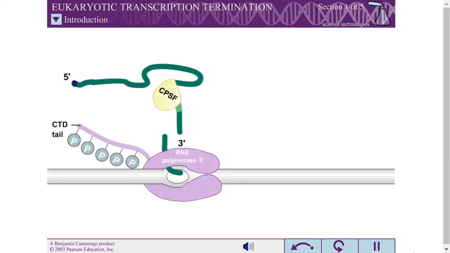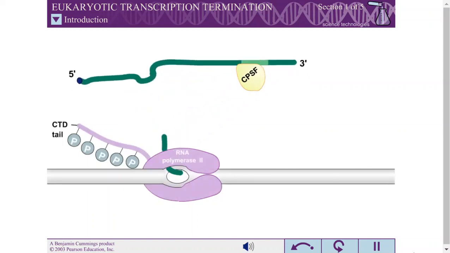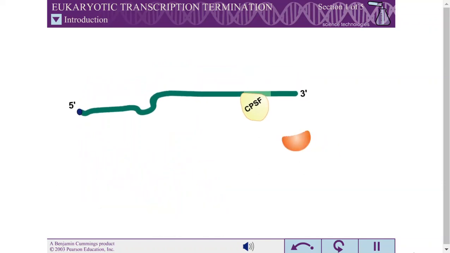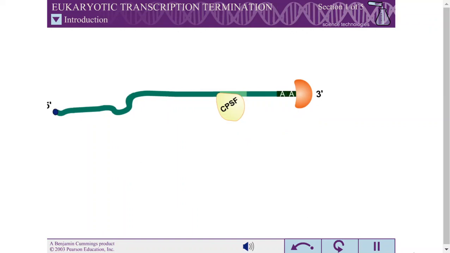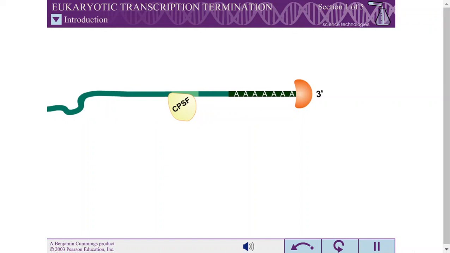mRNA has to be processed in various ways before being exported from the nucleus for translation. One such process takes place during the termination phase of the transcription cycle, where a long chain of adenines is added to the 3' end of the mRNA transcript. This process is called polyadenylation.